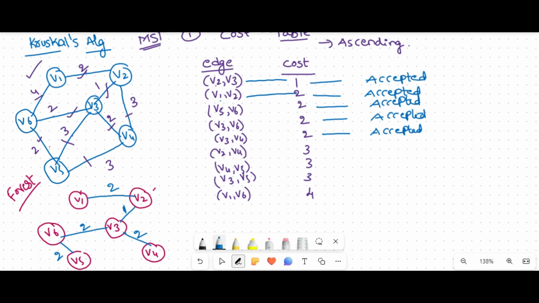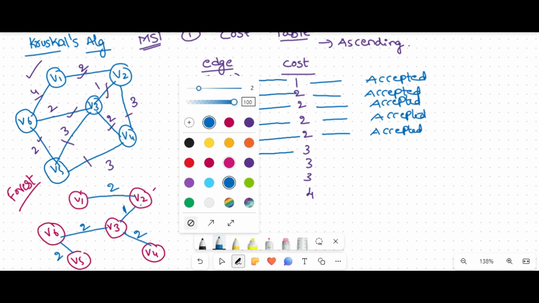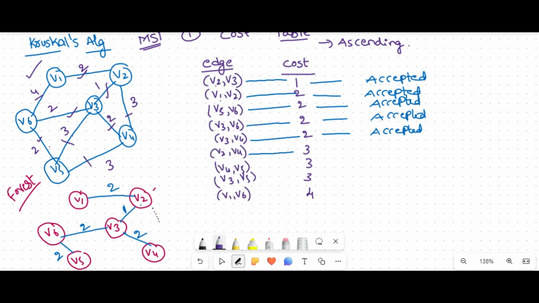Next, V2 to V4. If you add V2 to V4, it is forming a cycle if you observe. So we should not add it. That means it is rejected. V4 to V5. If you add this one also, it is forming a cycle. That means it is also rejected.